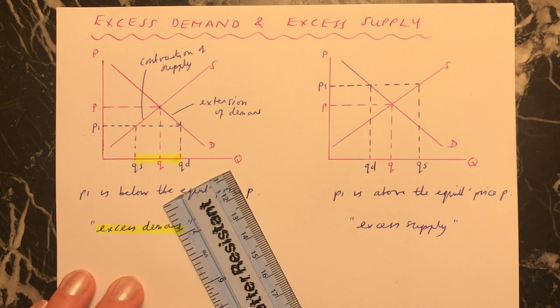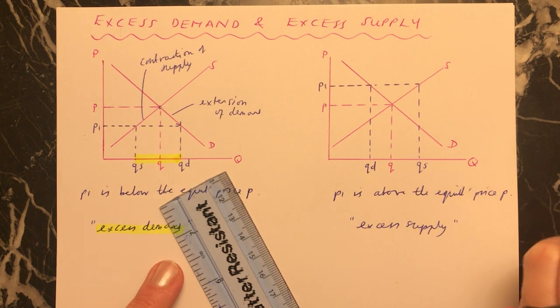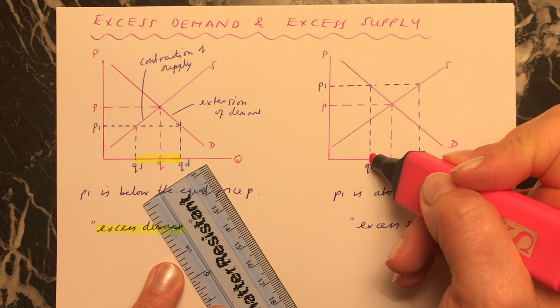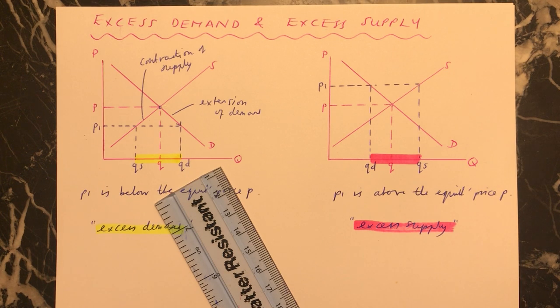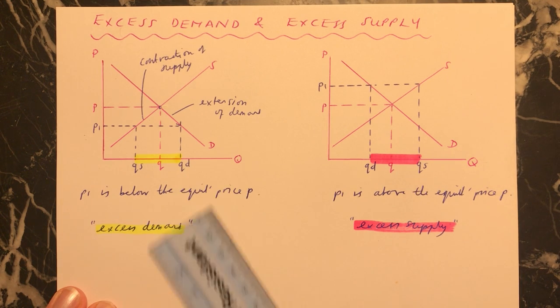And the excess supply could be shown in the diagram by this distance between what the demand is and what the supply is. And that is your excess supply.